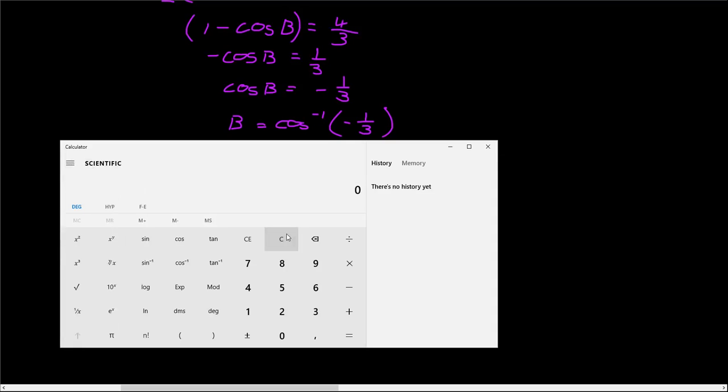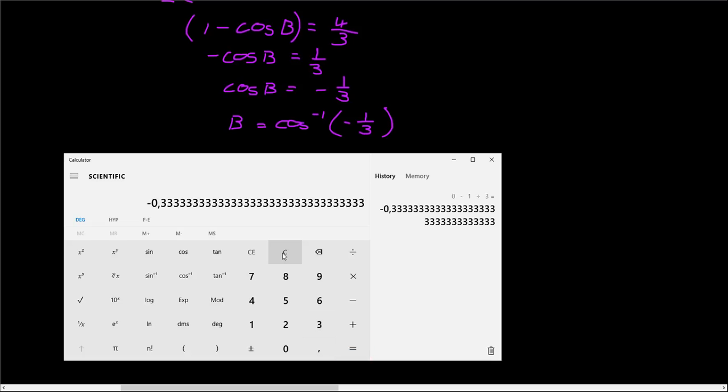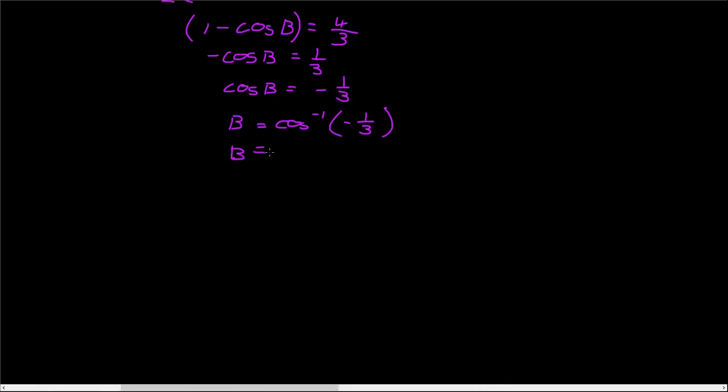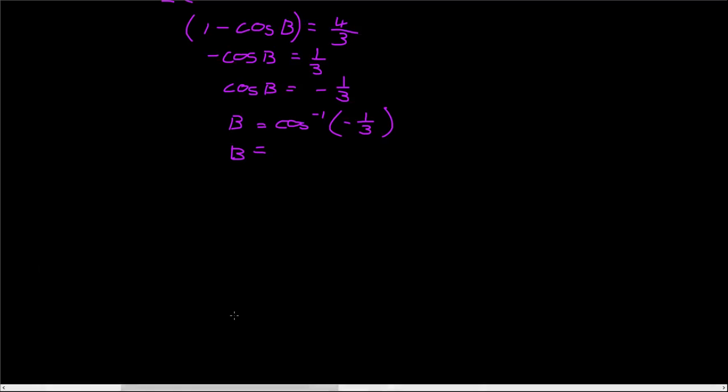Okay, so let's put in negative 1 divided by 3, and then we're just going to take cos inverse of that, and B is equal to 109.47 degrees.